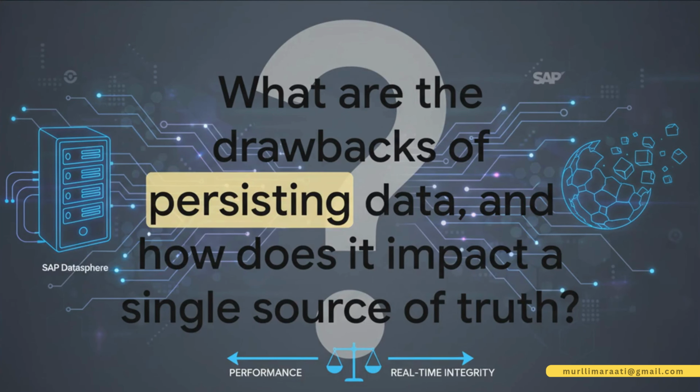So that leads me to my second technical question for you. We talked about speed versus storage, but what are the other big drawbacks of persisting a view's data? And more philosophically, how does creating these physical copies start to mess with that golden rule of data warehousing, having a single source of truth? It's a classic architectural dilemma, isn't it?